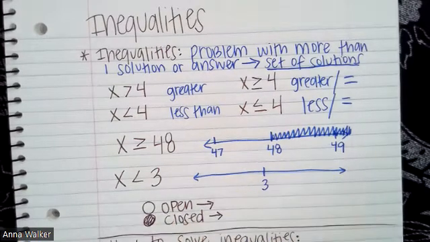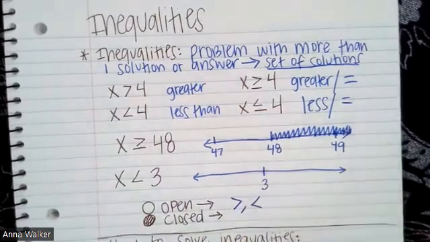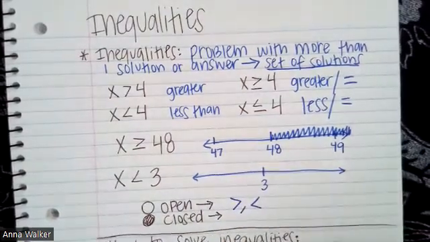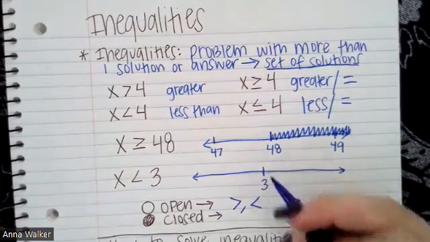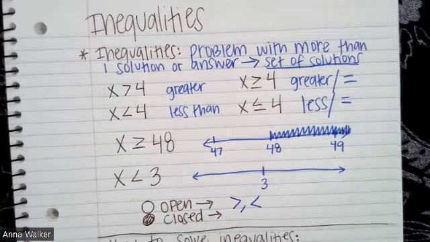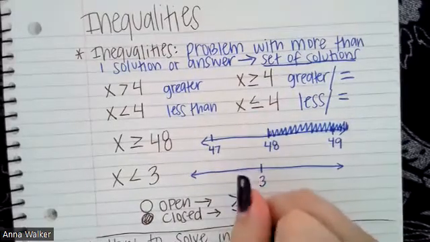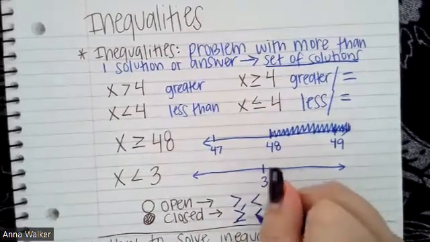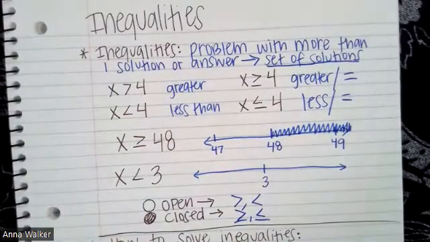An open dot is used when we're using the greater than or less than symbols. We are not including that number as part of the solution set. Therefore, we're just going to put an open dot on it so you know that this is the guiding point, but this is not included in our solution set. Versus a closed dot, where we use the greater than or equal to and less than or equal to symbols, because we want to make sure we include that number in the solution set.